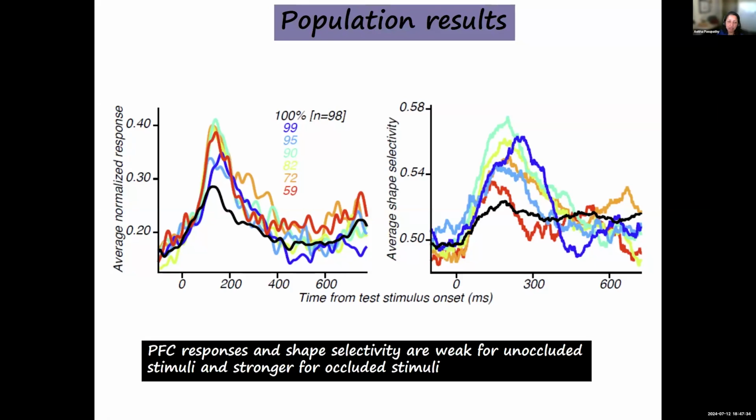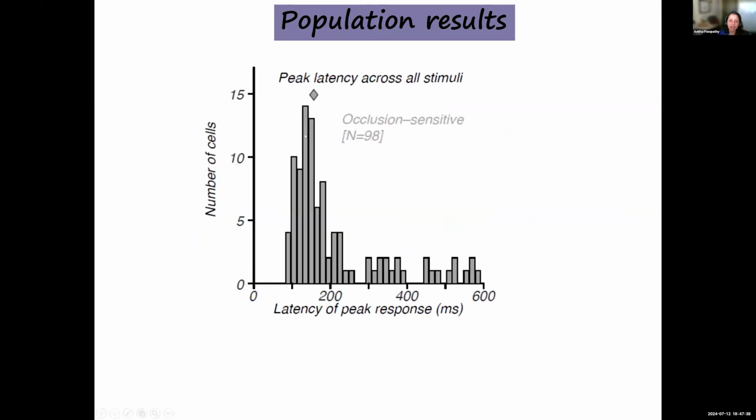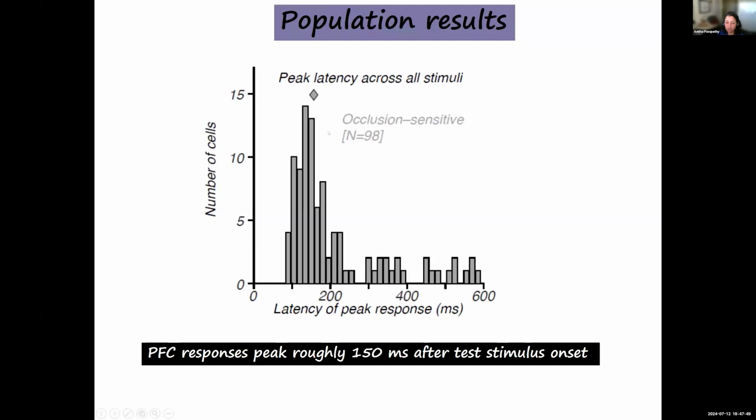Okay. Now, next, we wanted to look at the timing of the prefrontal cortical responses, and here I'm showing you the peak latency, the distribution of the peak latency across prefrontal cortex, and the median of this distribution is around 150 milliseconds. So, if we want to look for influence of feedback from prefrontal cortex, we might want to look at this time point around 150 milliseconds in the V4 responses.